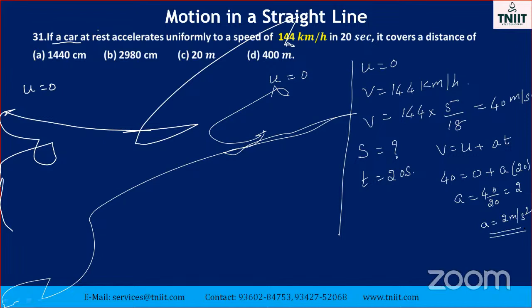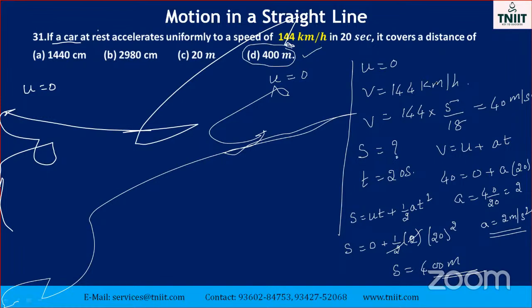For this acceleration, how to calculate the distance covered? You can use the formula ut plus what? Half of at squared. This is equal to ut plus half of at squared. What is u? 0, plus half into what is a? 2. t squared value will be 20 squared. So this 2 and 2 will get cancelled. So distance will be equal to 20 squared, that is 400 meter. So the distance covered is 400 meter.